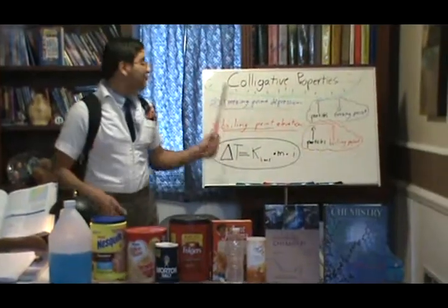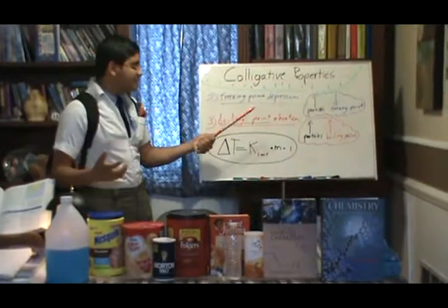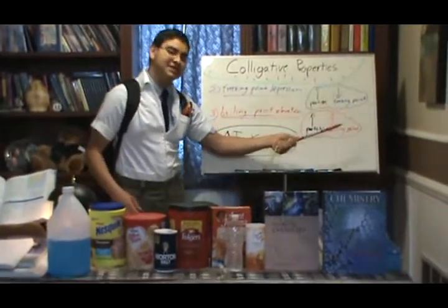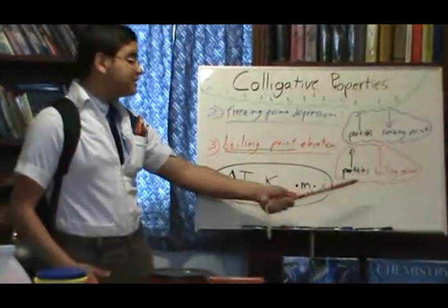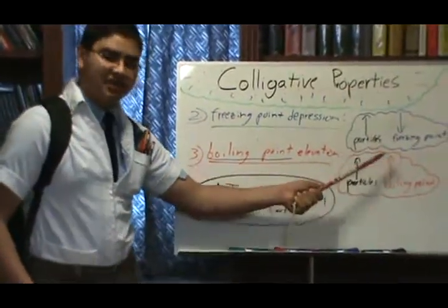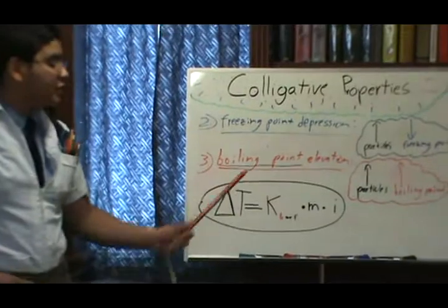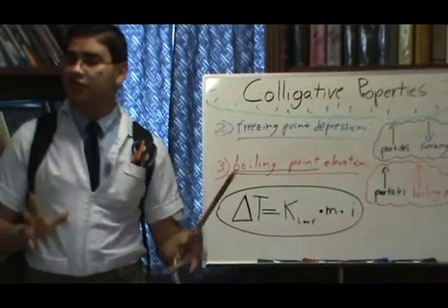The same goes for freezing point depression. By adding substances to a liquid, the freezing point decreases. Boiling point elevation is the opposite. By adding substances to a liquid, the boiling point increases. Remember that boiling point occurs when vapor pressure equals the external pressure.